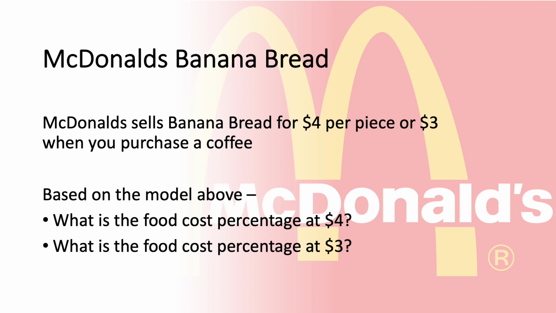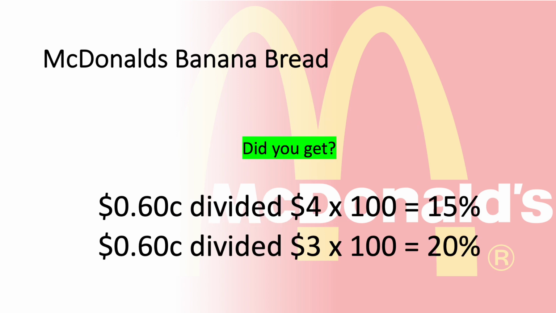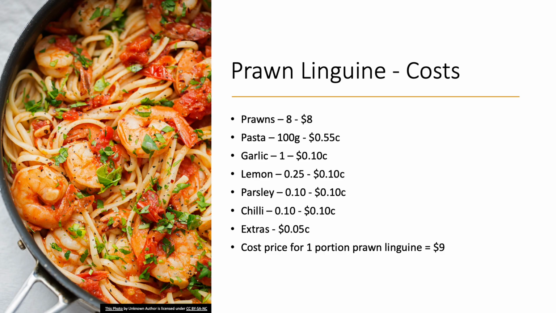So you take 60 cents divided by 4, multiplied by 100, and 60 cents divided by 3, multiplied by 100. So 15% when it's $4, 20% when it's $3. Huge markup. If you consider the basic business model, we'll look at the popularity index in a minute. Let's take a different one.